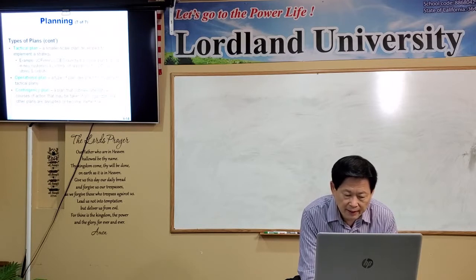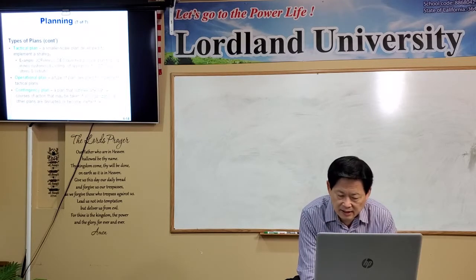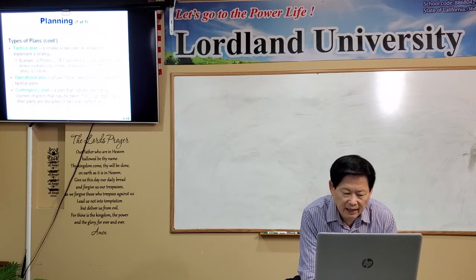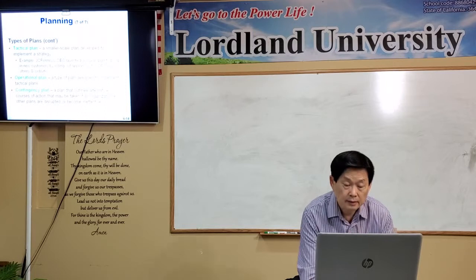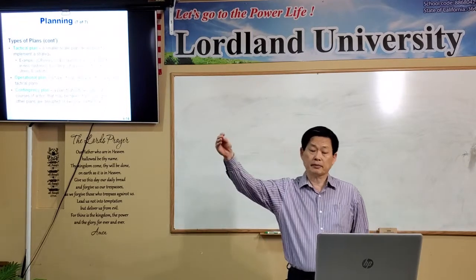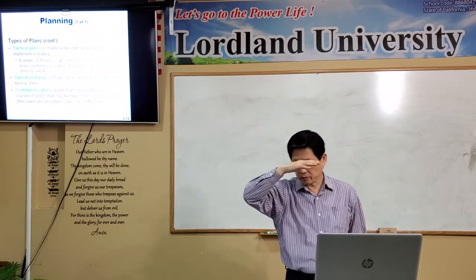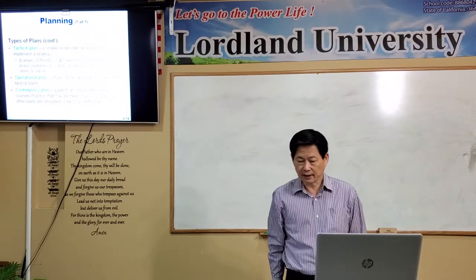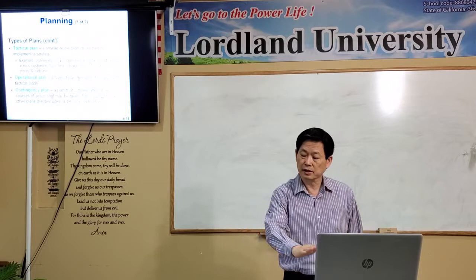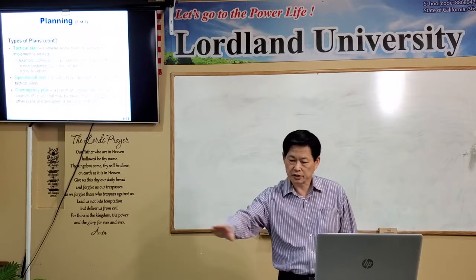An operational plan is a type of plan that is designed to carry out a tactical plan. Okay? The top level of plan is a strategic plan. The middle level of plan is a tactical plan. The lowest level of plan is the operational plan.